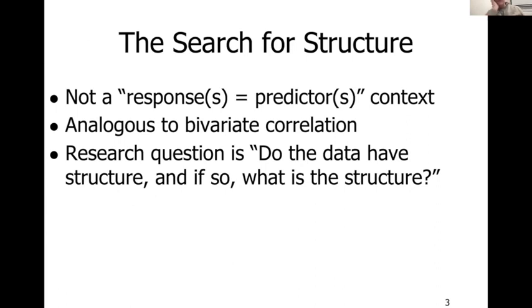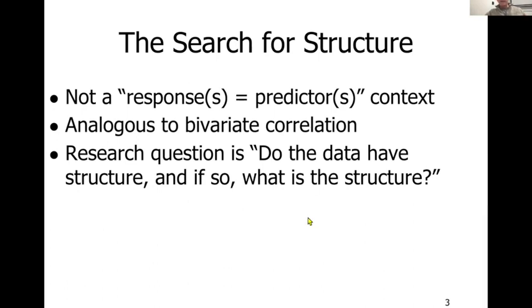So this initial search for structure is not this kind of response as a function of predictors context. It's more like correlation coefficients. When you just do a scatter plot, if we had two shell measurements on each of those painted turtles, we could calculate the little r, the correlation of those two variables. Multivariate analysis and searching for structure is kind of like that, only you've got 3 or 30 or 300 quantitative variables. And the research question with that kind of data set tends to be along the lines of, do the data have structure, and if so, what is the structure?